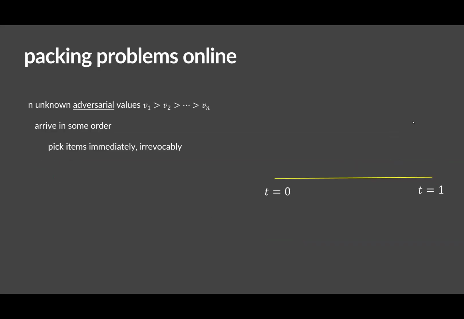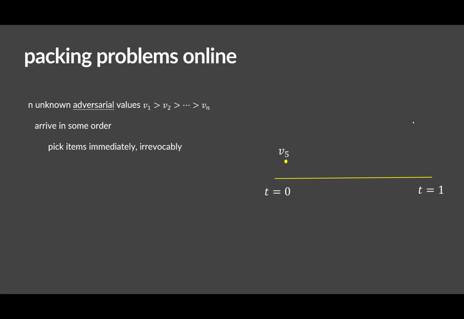Okay, so just a recap in case you weren't here yesterday. I'm going to look at secretary problems online. So there are n unknown adversarial values, v1 through vn. v1 will always be the largest. I want to pick large values. These are values, they come in some order, and whenever I see an item, I need to pick. Now, if I see the item v5, of course, I don't see the fact that it's the fifth largest item, otherwise it's boring. I see some value.